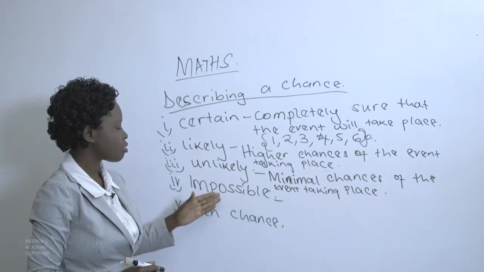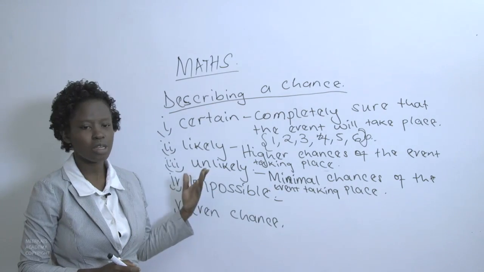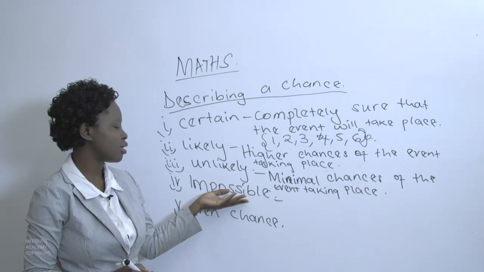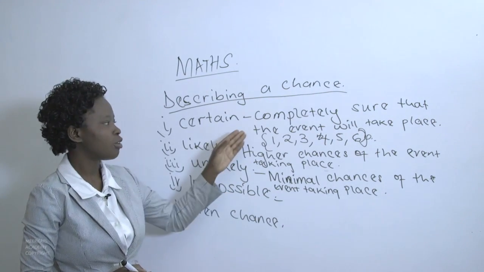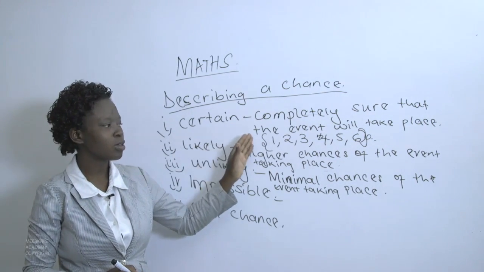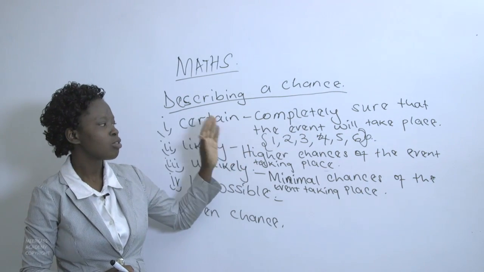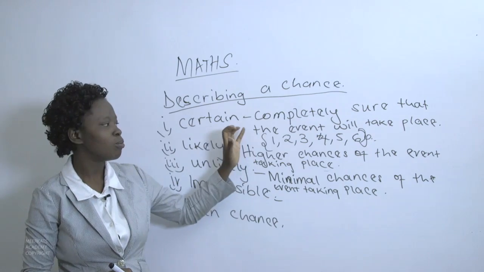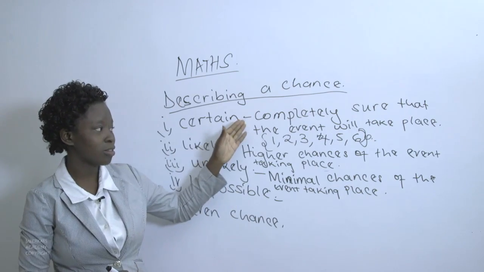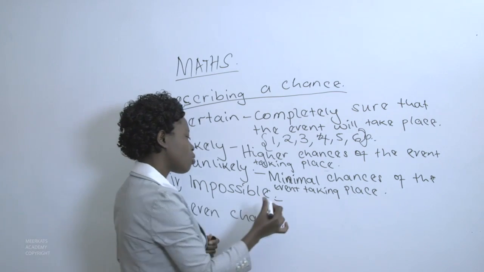Then we have impossible. An event is impossible when you are sure that it is not going to take place. For instance, when rolling a die, we are very sure there is no way we will get a number that is more than 6. So if we are asked the probability of getting a number that is more than 6 when rolling a 6-sided die, then we know that event is impossible. So this one we are sure.